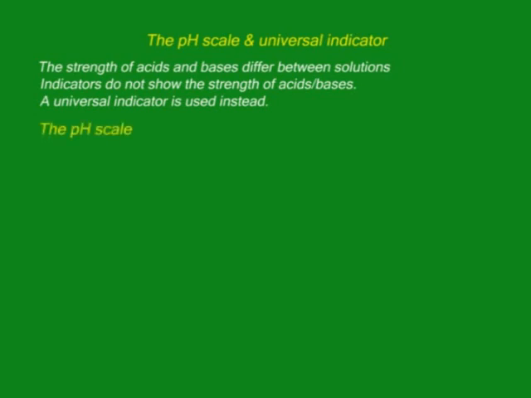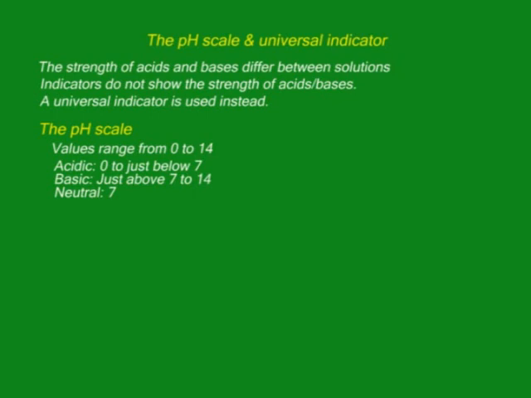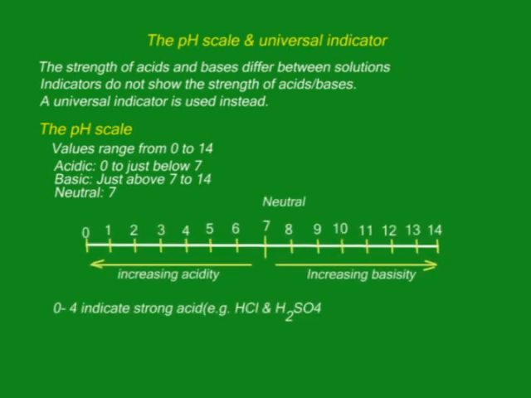A pH scale has values ranging from 0 to 14. The values from 0 to just below 7 represent acidic solutions. Values from just above 7 to 14 indicate a basic solution. 7 represents a neutral solution. The pH scale is shown on your screen.